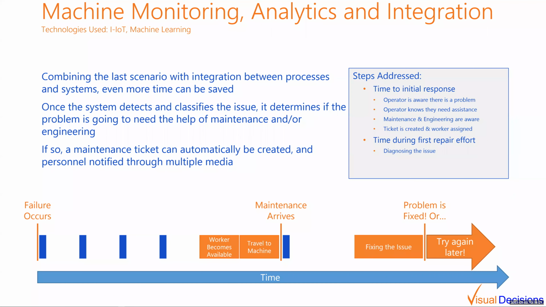and minimize a lot of those different times. We still have to wait for the worker to be available. They still have to travel to the machine. They still have to fix the machine, but we're able to minimize a lot of this time on this overall timeline.